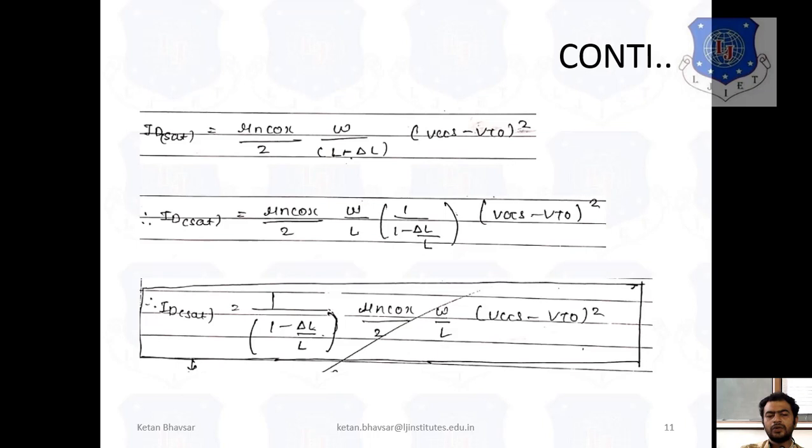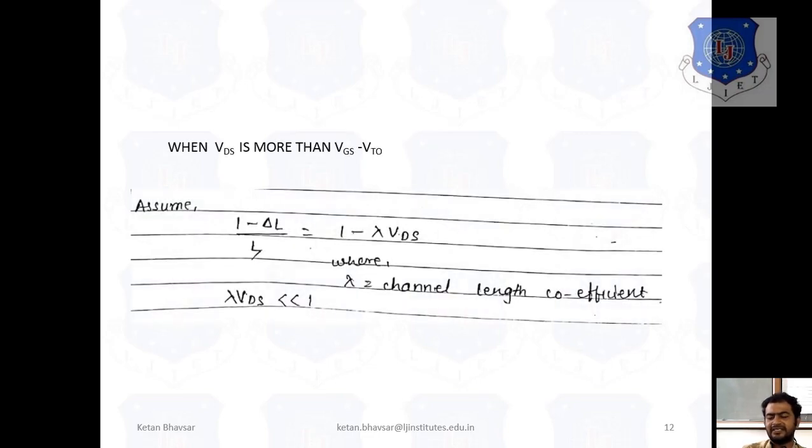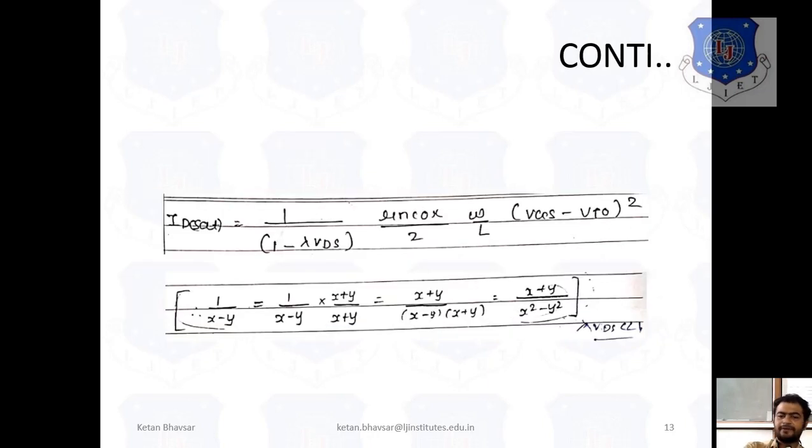So when Vds is more than Vgs minus Vto, we directly write 1 minus delta L by L is equal to 1 minus lambda Vds. Lambda is basically the channel length modulation coefficient. We also proved the gamma coefficient for the threshold voltage, and here we prove lambda as the channel length modulation coefficient, where lambda Vds is less than 1. So ID saturation is equal to 1 divided by 1 minus lambda Vds into mu n Cux by 2 W by L into Vgs minus Vto whole square.